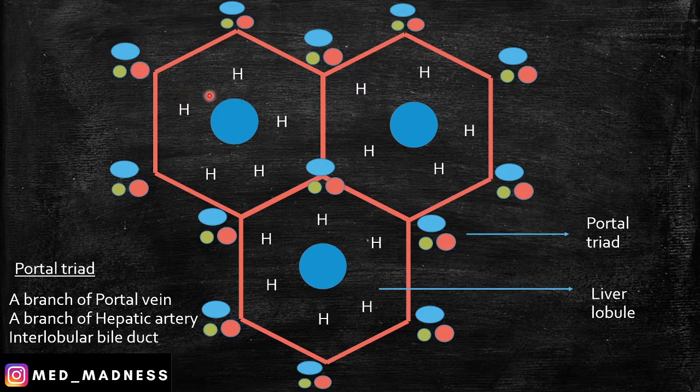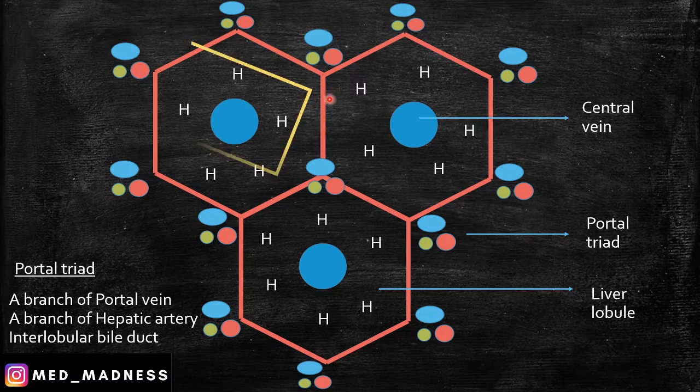And the venous drainage from the hepatocytes is in the central vein, which is located at the center of the liver lobule. In the next slide, I'm going to take a section in this way, composed of the portal triad, the hepatocytes, and the central vein. I'm going to draw the diagram step by step.